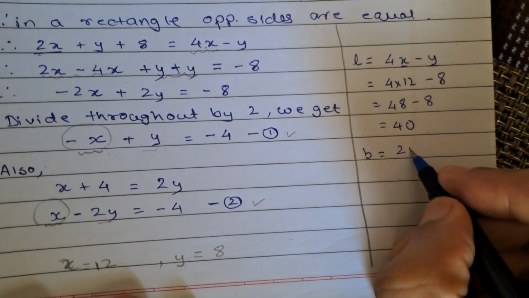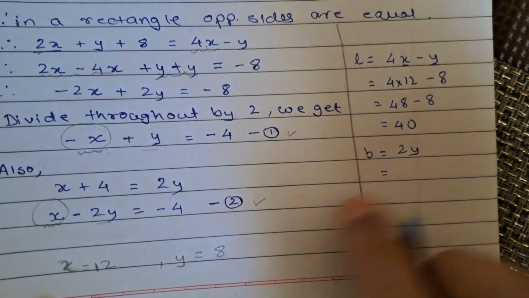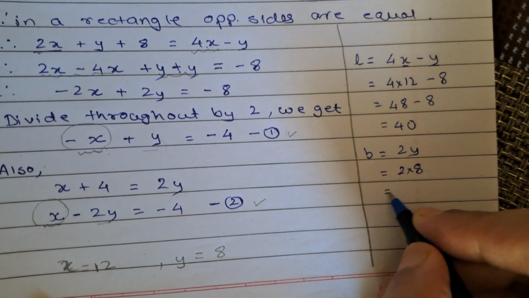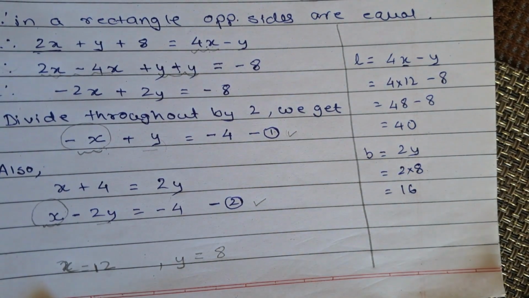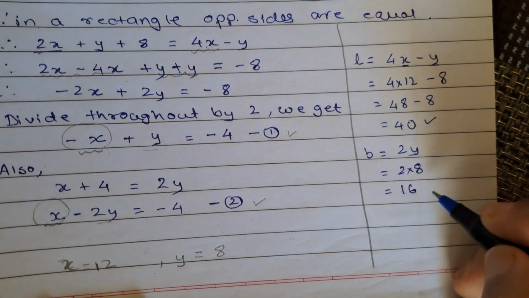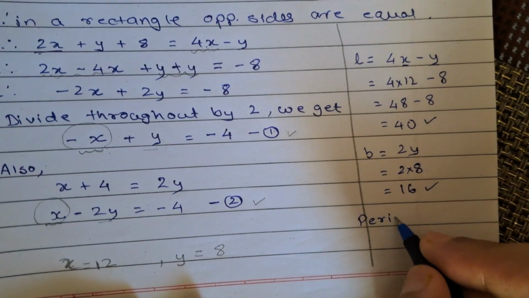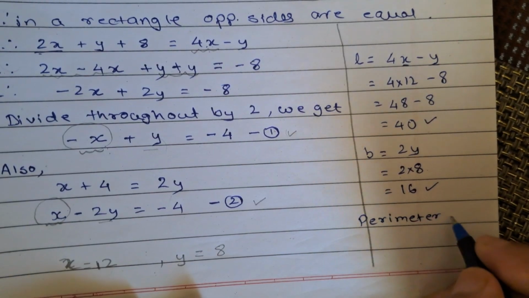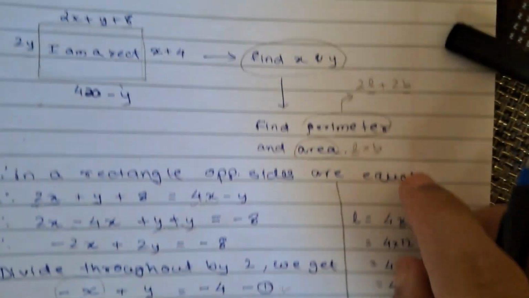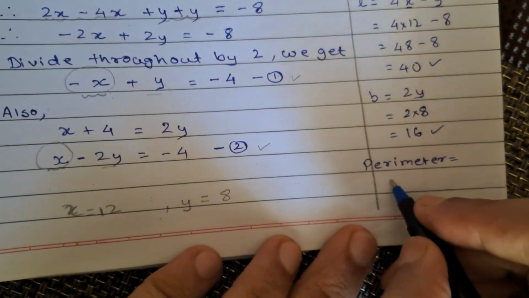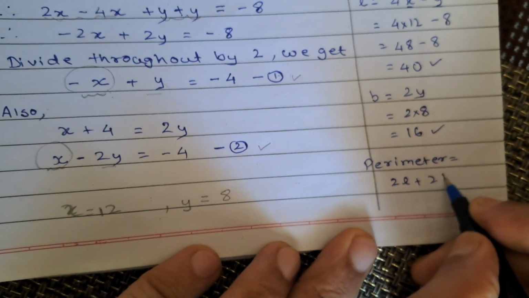So my breadth is 2y. Now who is my y? y is 8. So if I put an 8 over here, it will become 2 times 8, which is 16. Now since I have length and breadth, finding perimeter and area will not be a big deal, I believe. In order to find perimeter, what should I do? I will apply this formula: 2 length plus 2 breadth.